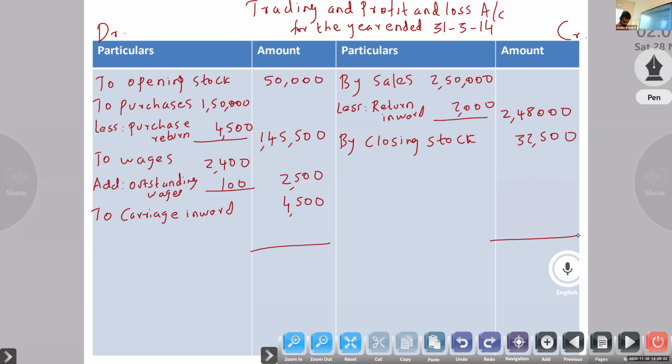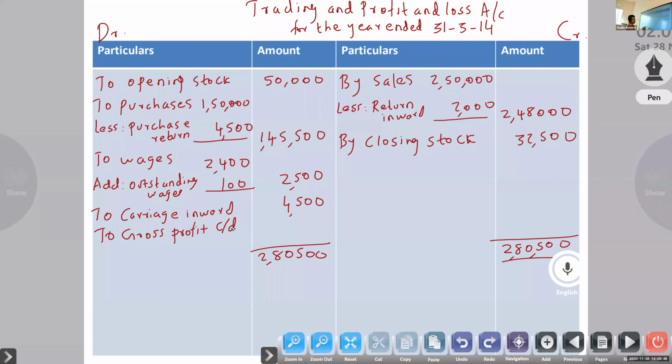Like 48,000. Credit side is more, 2,80,500. To gross profit carried down, 1,95,500, 96, 98, 2,02,500. Okay, so debit side 2,02,500.